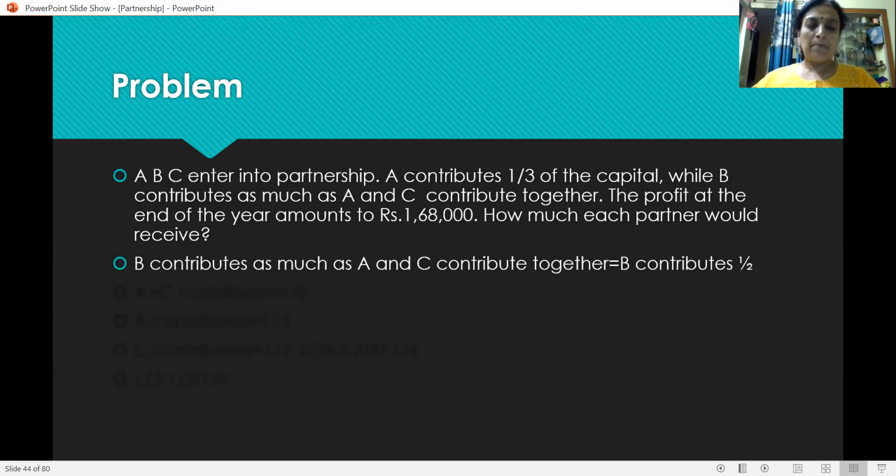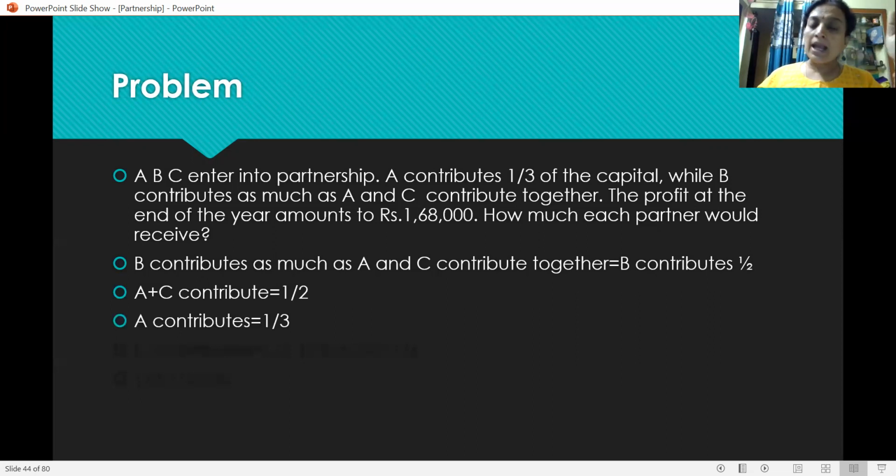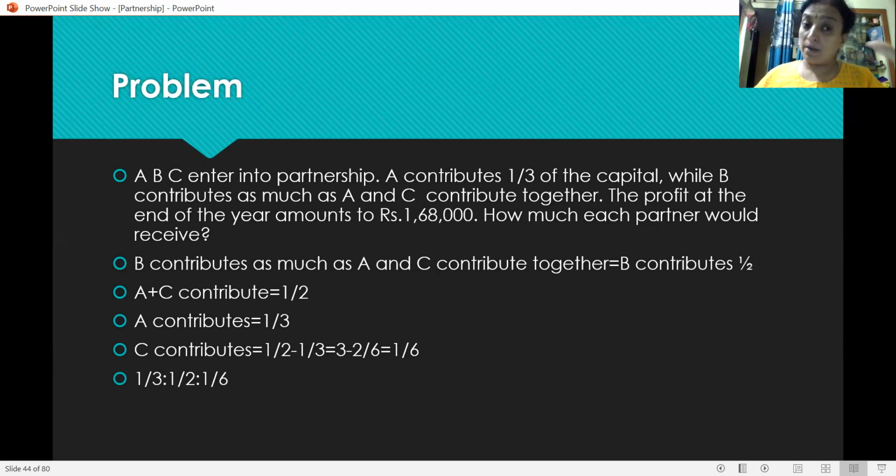Now let us understand. B contributes as much as A plus C, isn't it? That means B contributes half. A and C contribute the other half. A contributes 1/3. So C is equal to half minus 1/3. That is 1/6. So now we have understood the ratio of their capital. That is 1/3 for A, 1/2 for B, 1/6 for C.